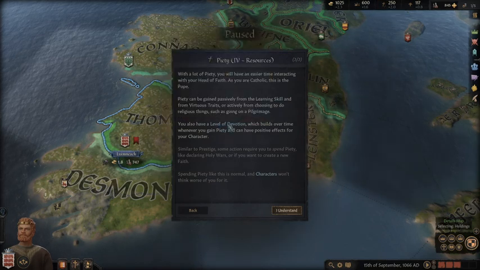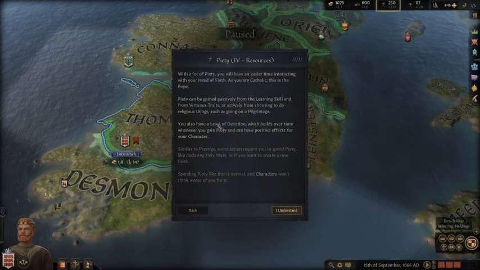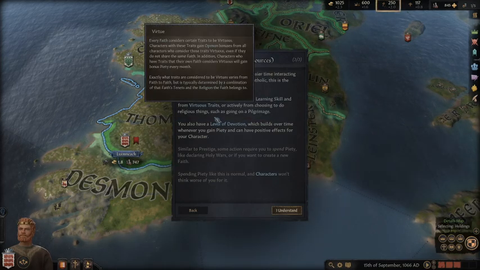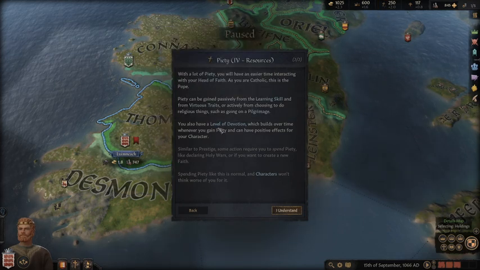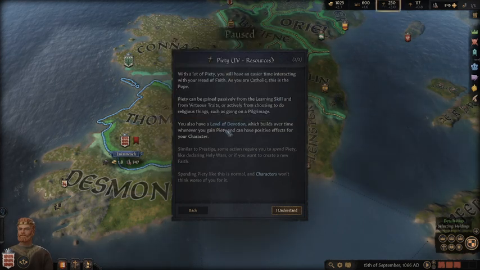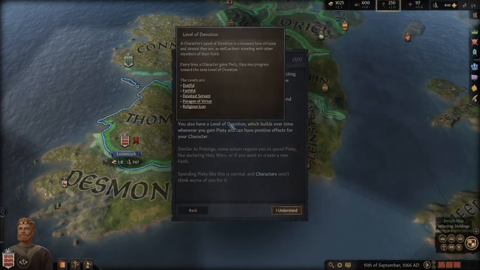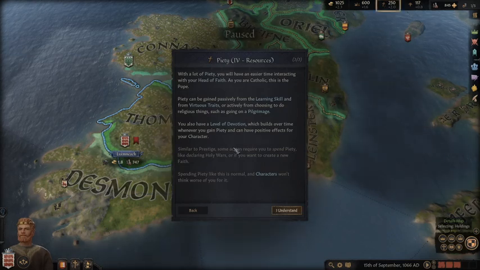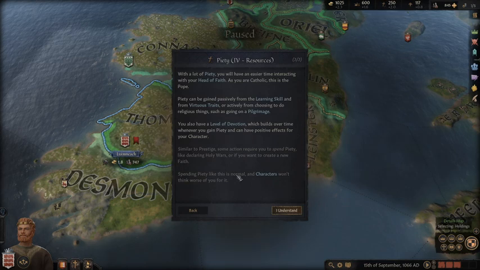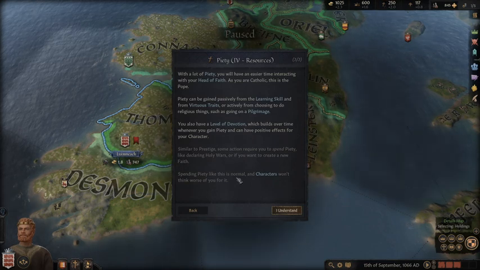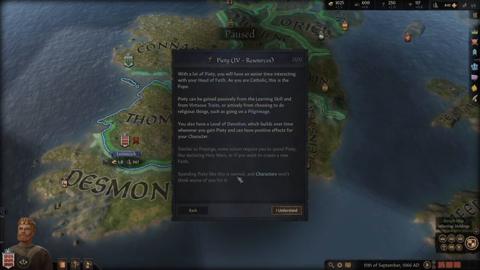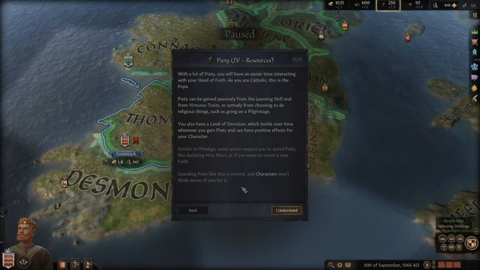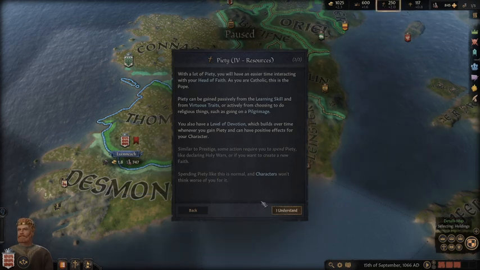It's not keeping this tooltip around long enough for me to actually look at the different levels. As soon as my mouse leaves the blue text, the tooltip also disappears. Similar to prestige, some action is required. Whenever you spend piety, like declaring holy wars or creating a new faith, spending piety like this is normal, and characters won't think worse of you for it.